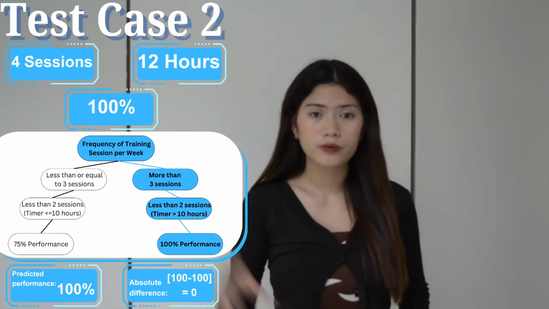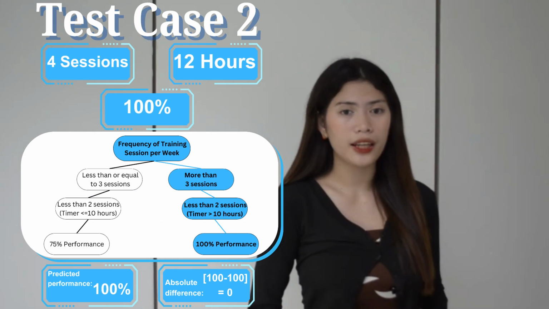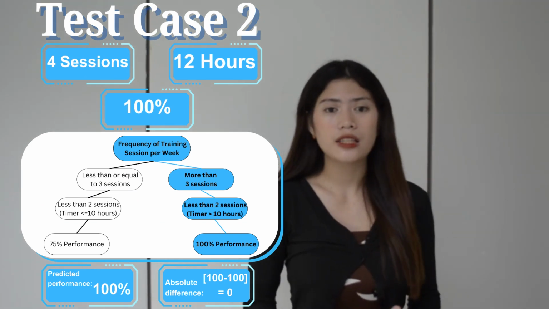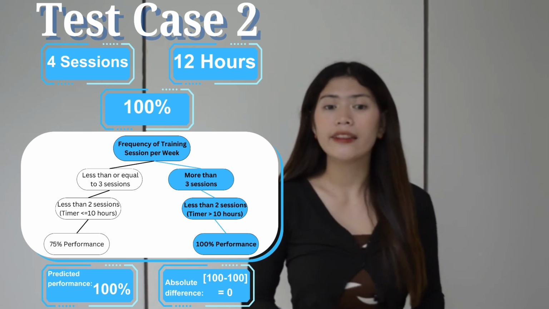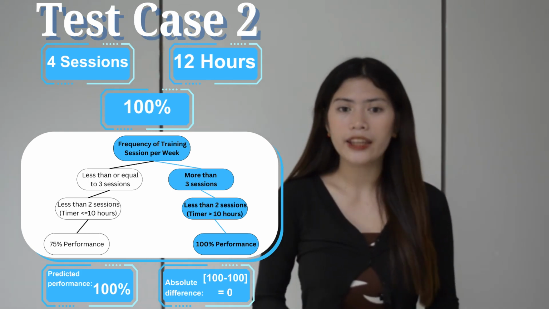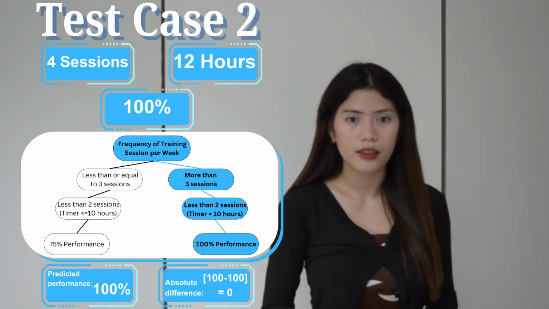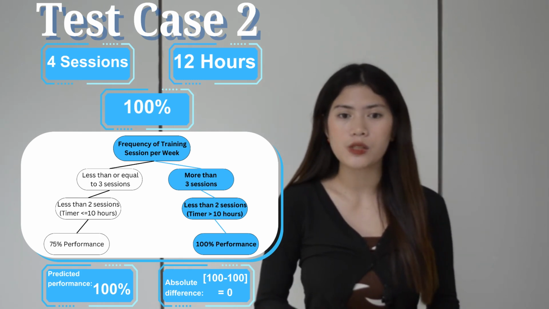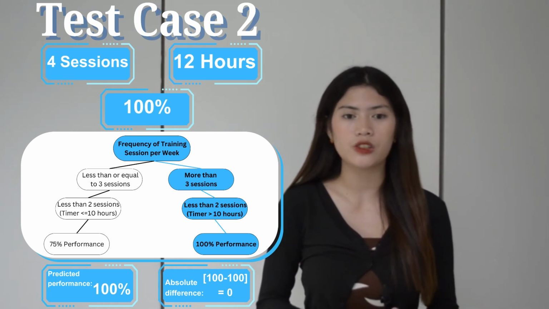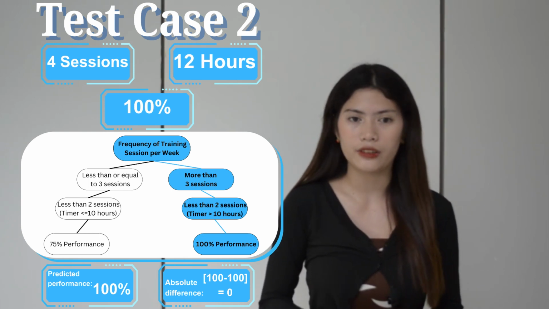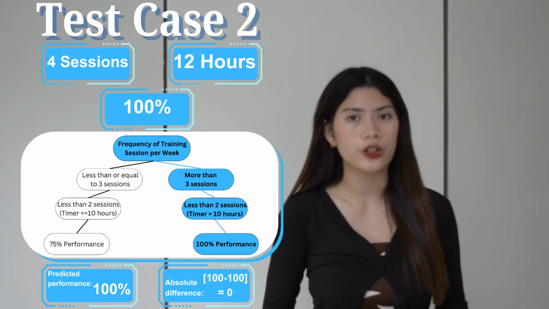Test case 2. As stated in Node 3, since the dataset has a frequency of 4 sessions and time of 12 hours and a performance of 100%, the expected performance is 100% and the predicted decision is 100 minus 100. The absolute difference is 0.